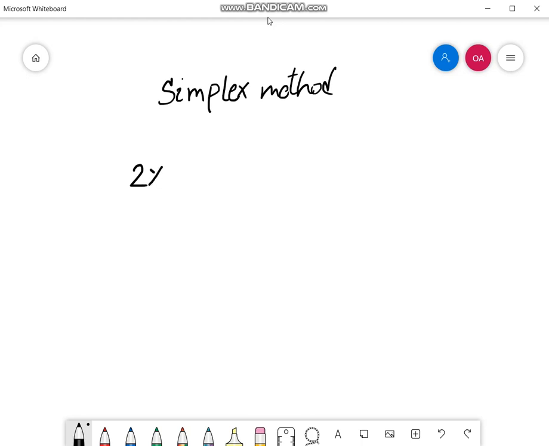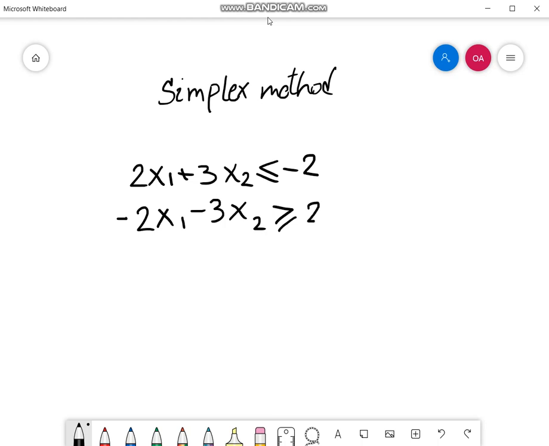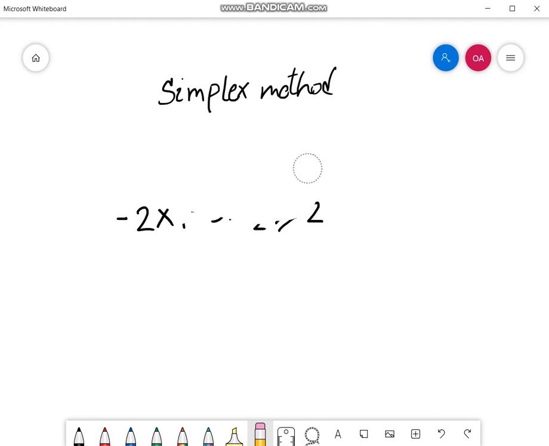So let's assume we have 2x1 plus 3x2 is less than or equal to minus 2. When you go to MATLAB or simplex, it cannot read this kind of equation. So you're gonna multiply both sides by minus, which is applicable as in a linear algebra system. So this is gonna be minus 2x1 minus 3x2, and the inequality is switched to more than or equal to 2.